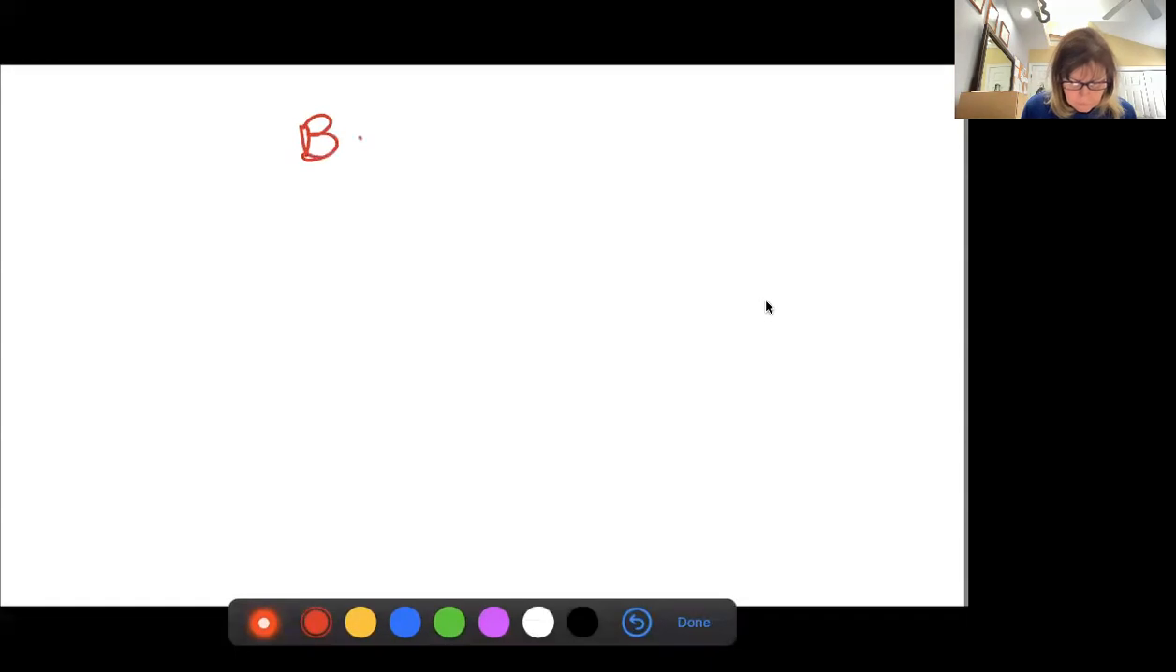So let's go over the practice problems I gave. The first one has to do with a dihybrid cross. You have big B, little b, big S, little s, crossed with big B, little b, big S, little s.